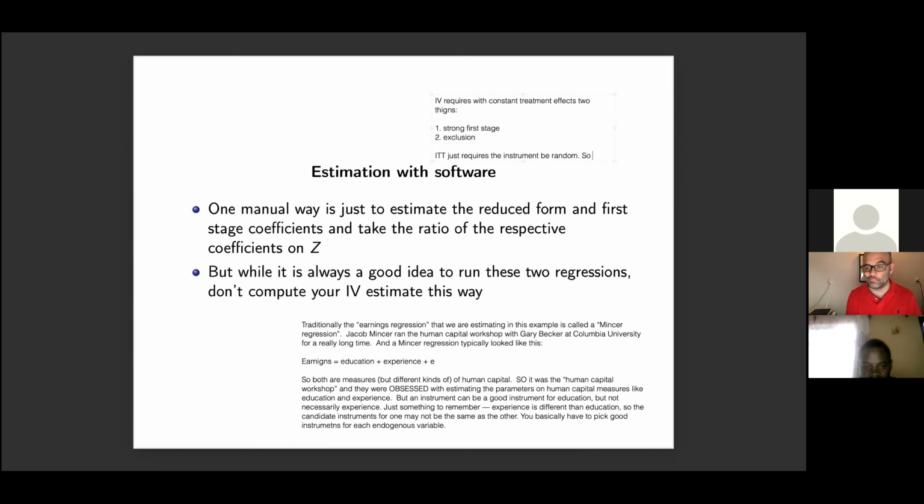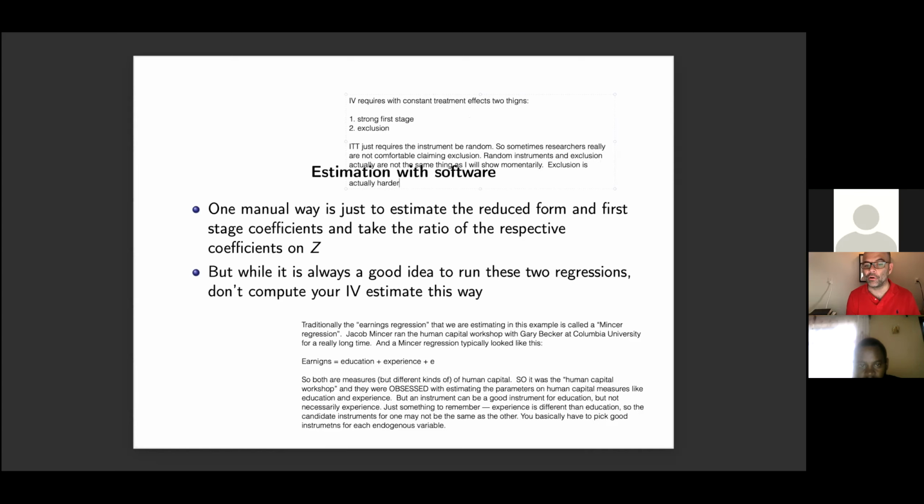So sometimes researchers really are not comfortable claiming exclusion. Random instruments and exclusion actually are not the same thing, as I will show momentarily. Exclusion is actually harder to defend than randomization, ironically. If you have a random number generator making your instruments, you know the instrument is random. That doesn't guarantee exclusion. That does not guarantee exclusion, interestingly.